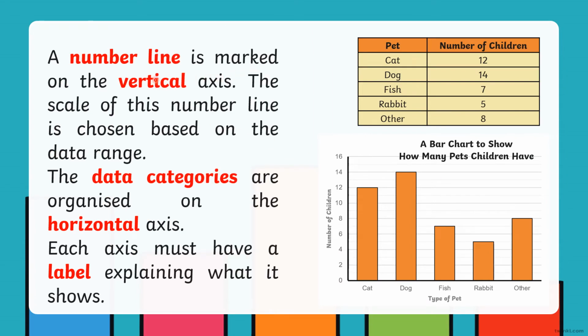A number line is marked on the vertical axis. The scale of this number line is chosen based on the data range. The data categories are organized on the horizontal axis. So this is the horizontal axis. Each axis must have a label explaining what it shows. So for the horizontal axis, we have the type of pet. And for the vertical axis, it is the number of children. So always have the label for each of the axes, so that when the readers see this bar chart, they know how to interpret the table.